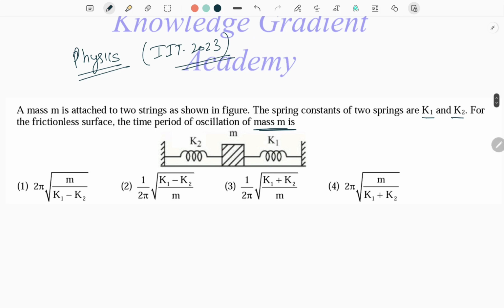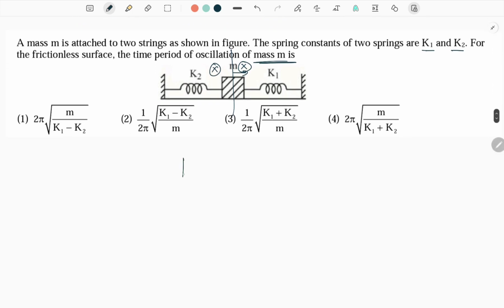Now the mass is kept in between the springs. If we displace the mass by x in the right direction, the spring K2 will be elongated by x and spring K1 is compressed by x. In a spring, if there is elongation in this direction, the reaction force acts opposite to this direction.